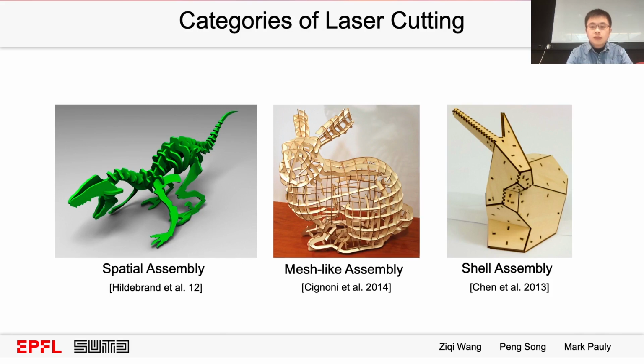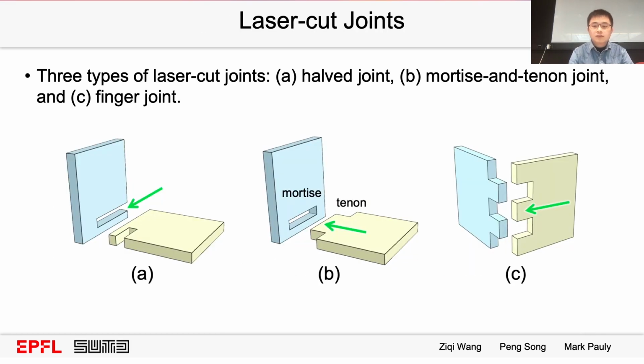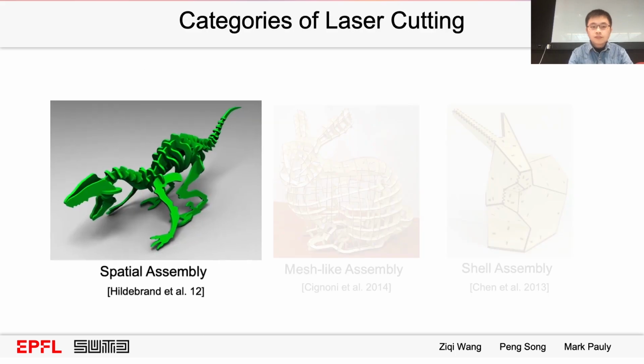The problems can be classified into three classes: spatial assembly, mesh-like assembly, and shell assembly. Joining 2D laser cut parts to form a steady assembly is a challenging task due to the limited contact area among the planar parts. The most effective way is to create integral joints on the laser cut parts, which not only stabilize the whole assembly but also simplify the assembly process.